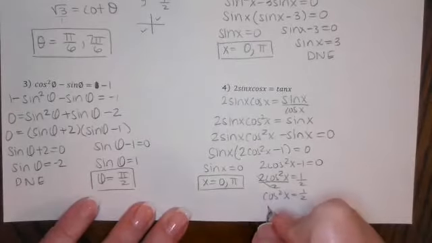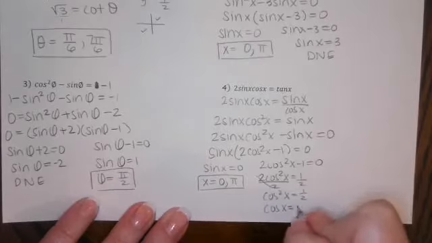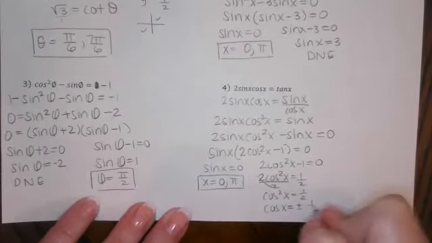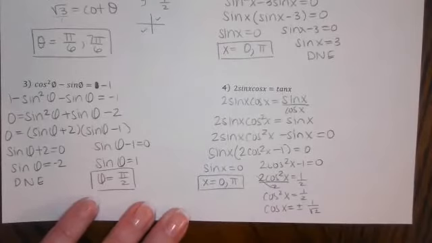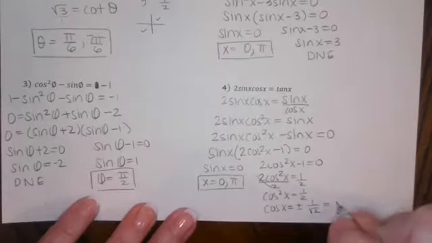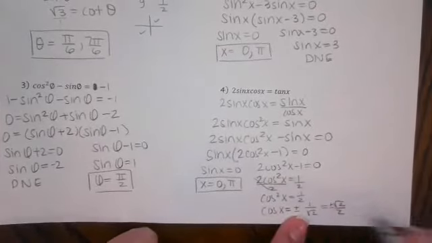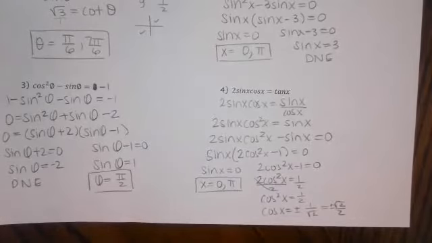I take the square root, and so I get cosine x. I'm not going to forget that plus or minus. The square root of 1 is 1. The square root of 2 is square root of 2. Of course, we never leave it like this, so we're going to rationalize that, and we get root 2 over 2, plus or minus. Don't forget that plus or minus.